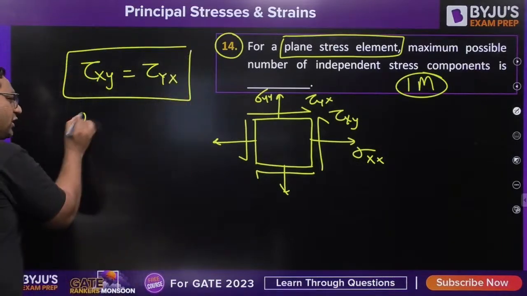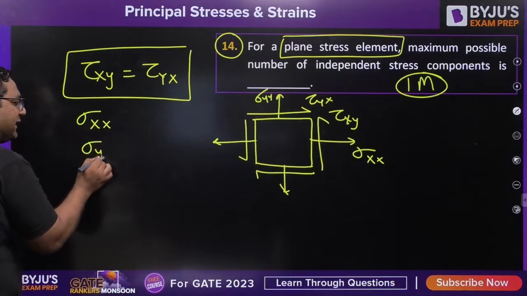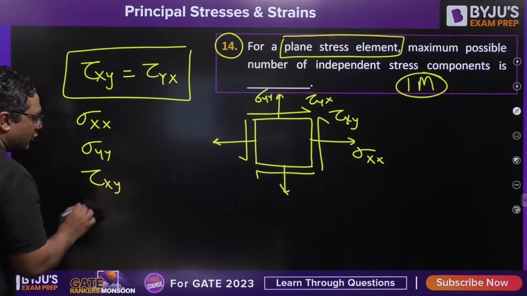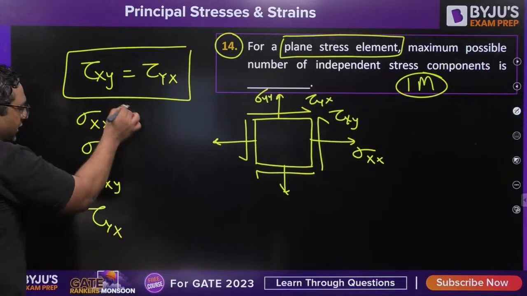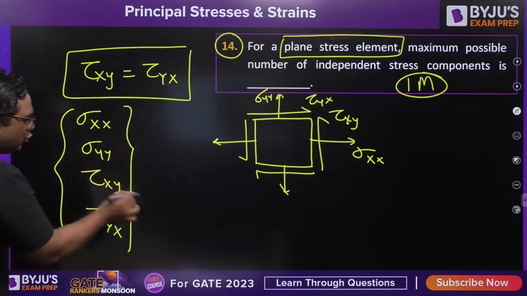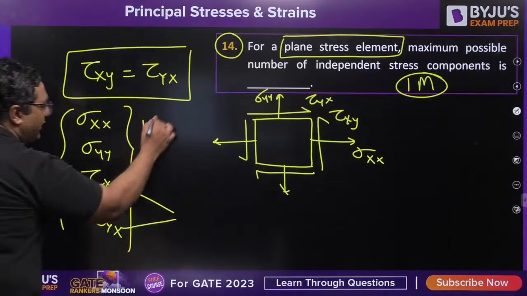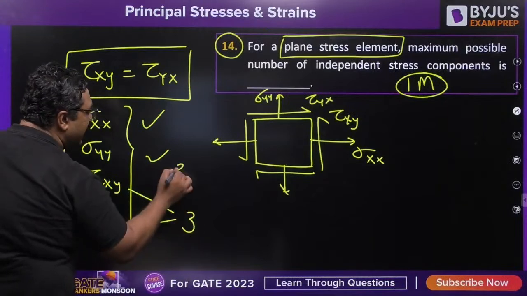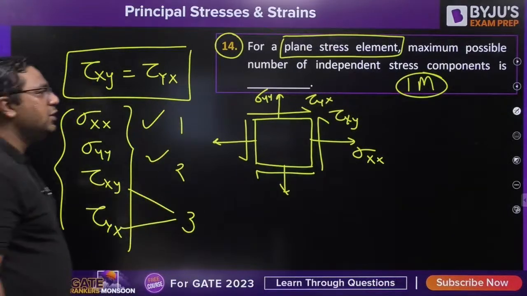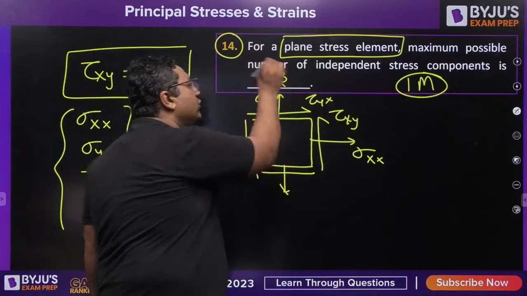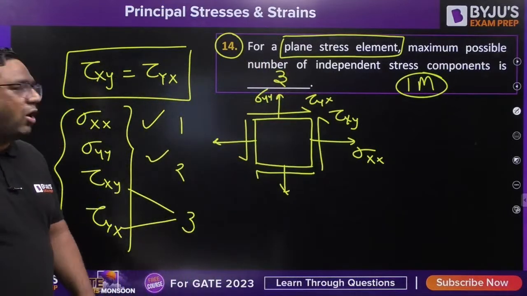So there are a total of 4 components: sigma xx, sigma yy, tau xy and tau yx. Out of 4, if these 2 are equal, then we have 1, 2 and 3. So these are 3 independent components. So the answer for this question is going to be 3. Very good, guys.